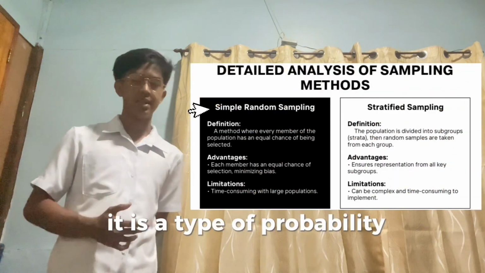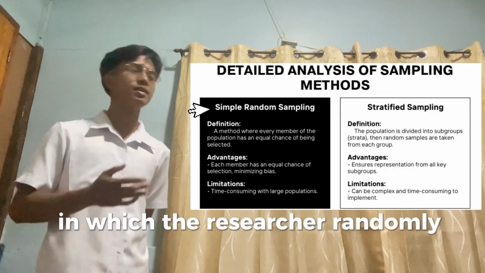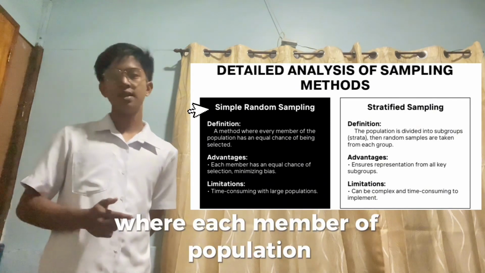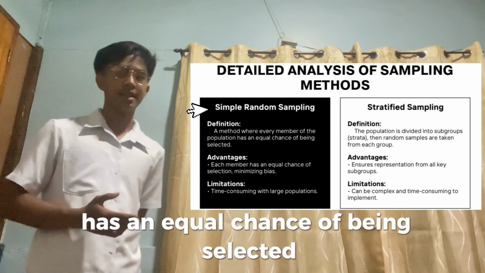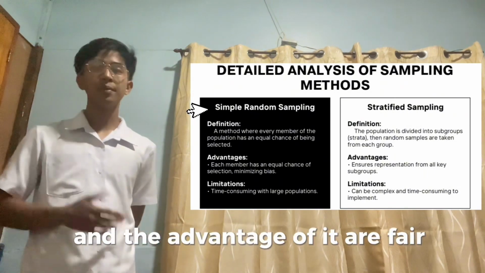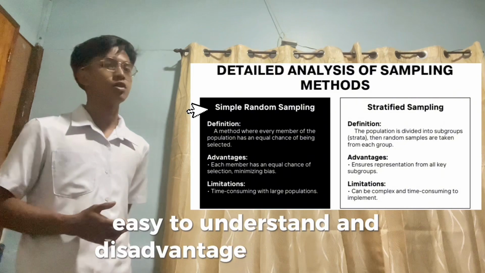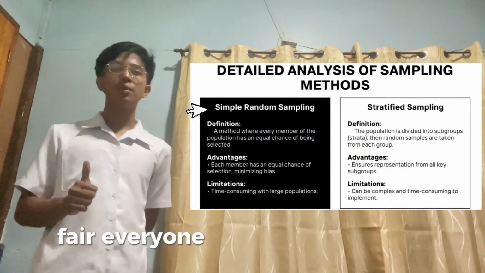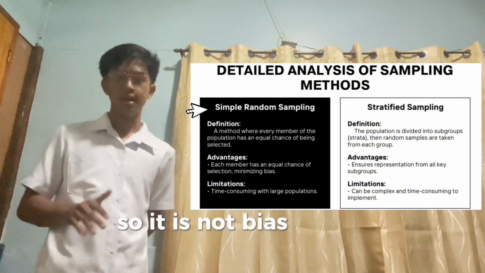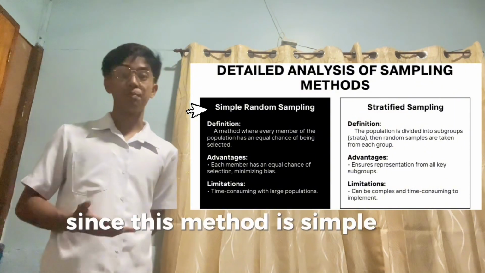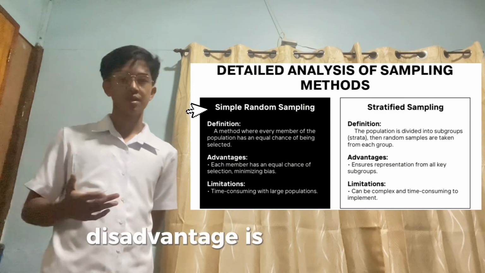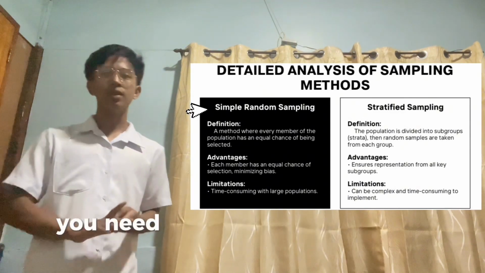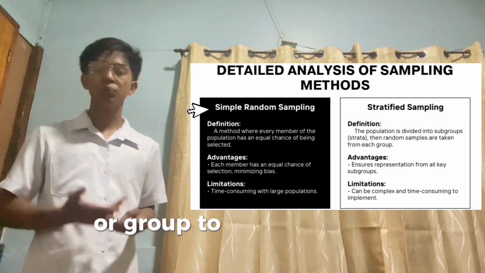It is a type of probability sampling in which the researcher randomly selects a subset of participants from the population, where each member of the population has an equal chance of being selected. The advantages are that it is fair and easy to understand, and the disadvantages are that it takes time and needs a full list. Let's start with the advantages. Fair: everyone has an equal chance, so it is not biased. Easy to understand since this method is simple and clear. The disadvantage is that it takes time; it can be slow if the group is too big. It needs a full list: you need to know everyone in the population or group to pick fairly.